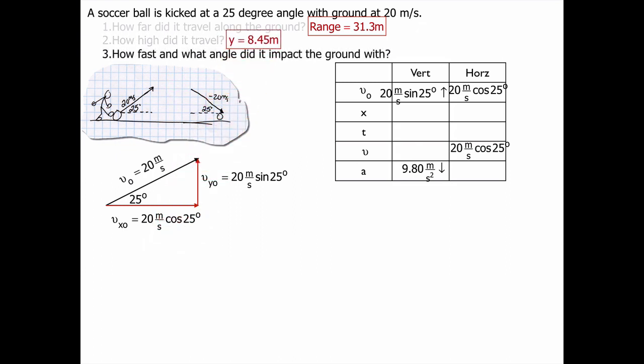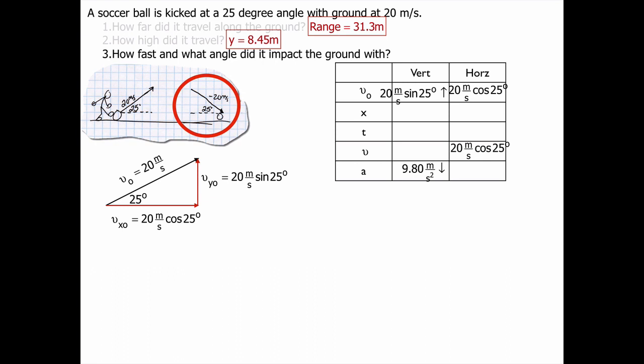On to the last question. How fast and at what angle did it impact the ground with? Well, this is an easy question. Because it lands at the same height it takes off from, there's symmetry in the projectile motion problem. So what I know is that it's going to land at the same speed and the same angle, just going down instead of up.